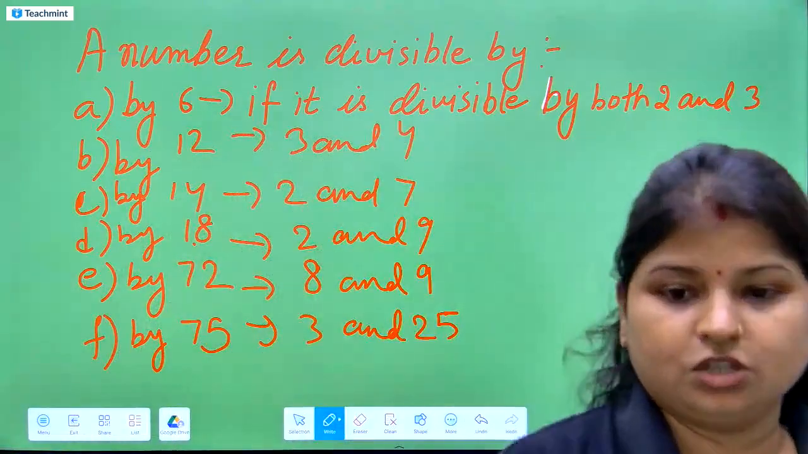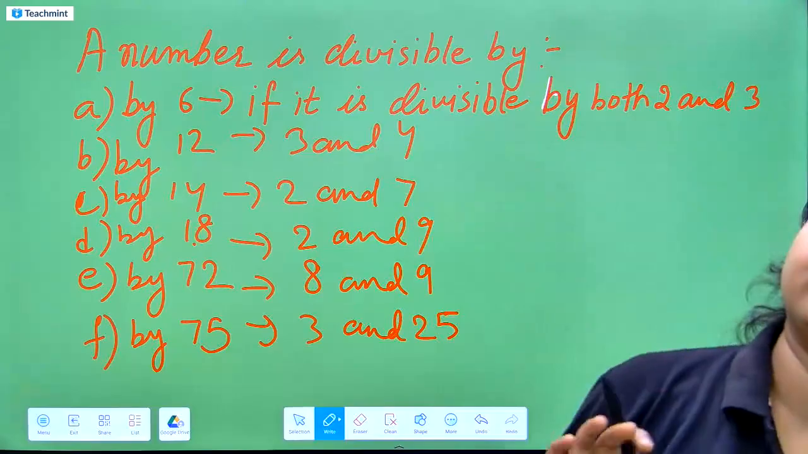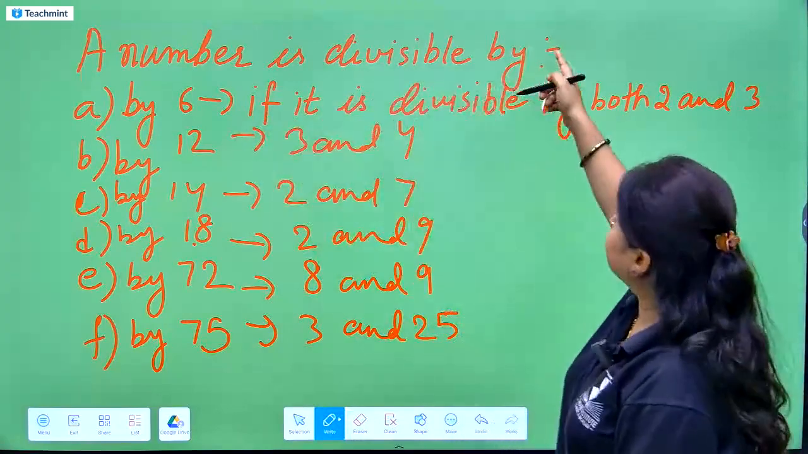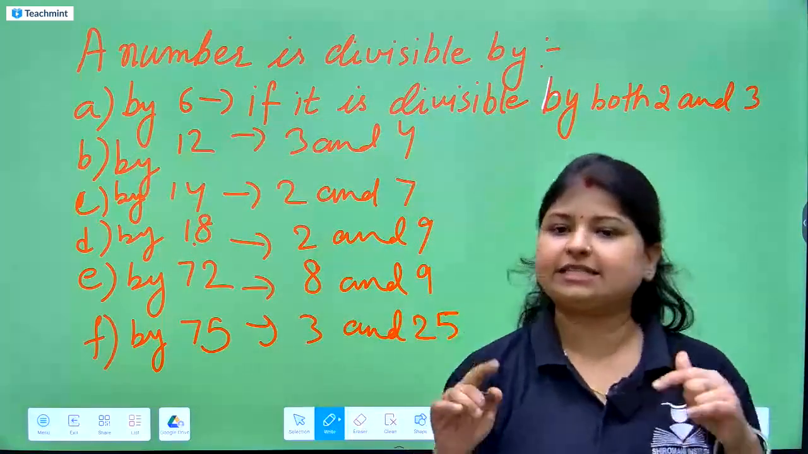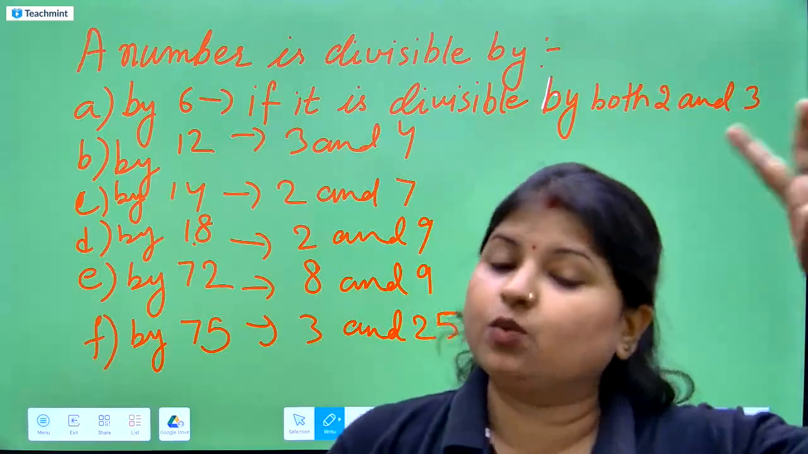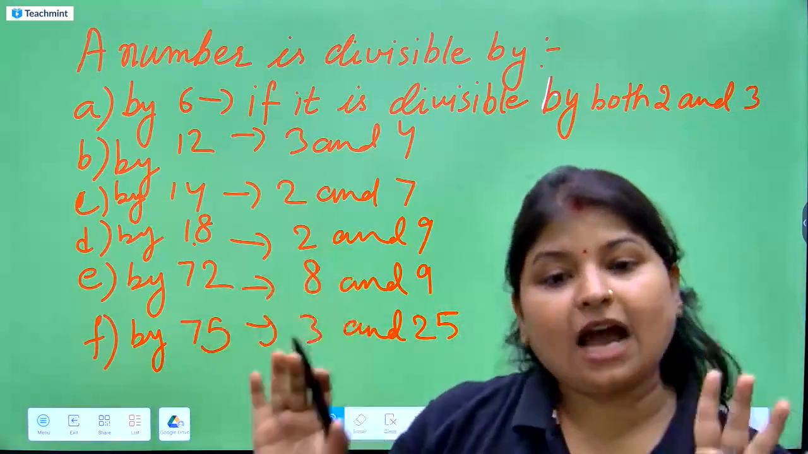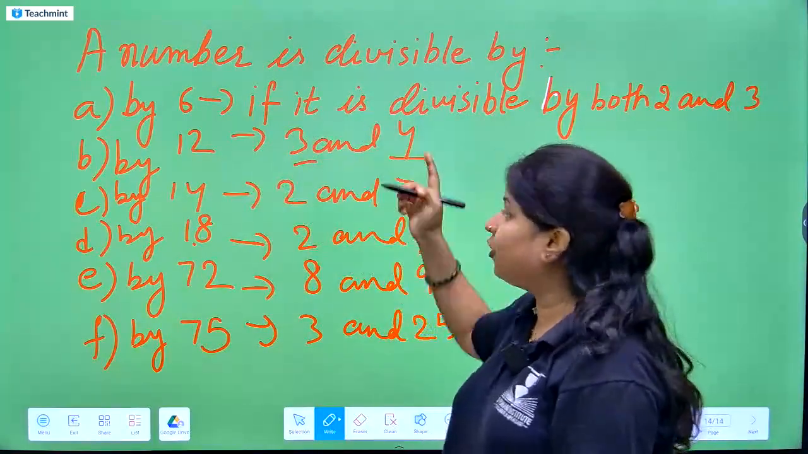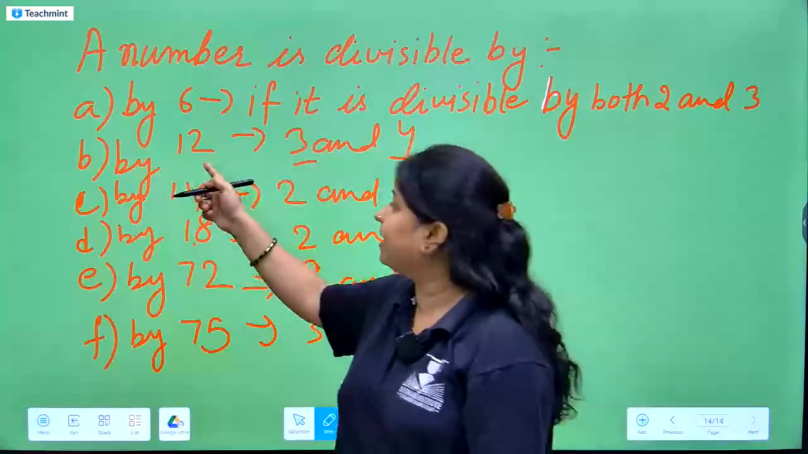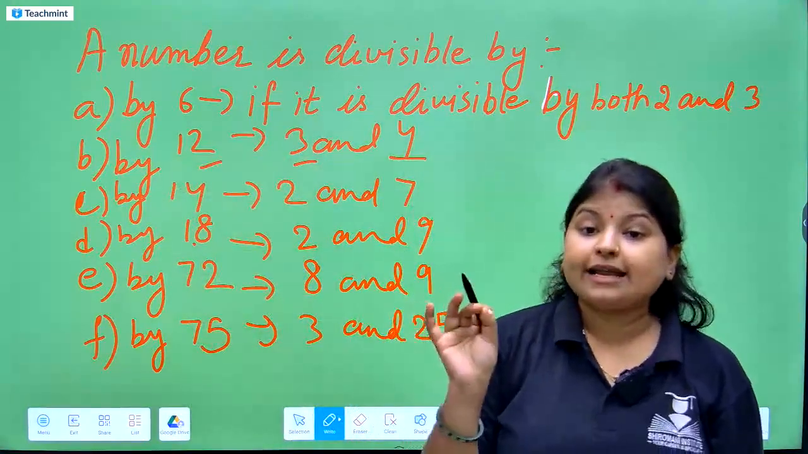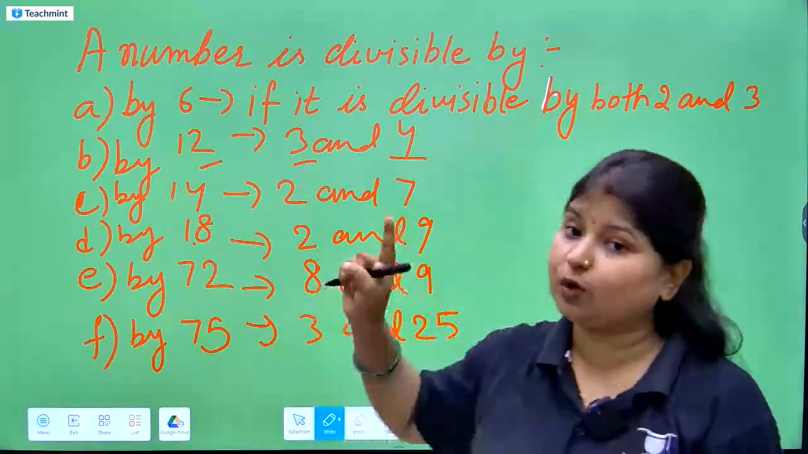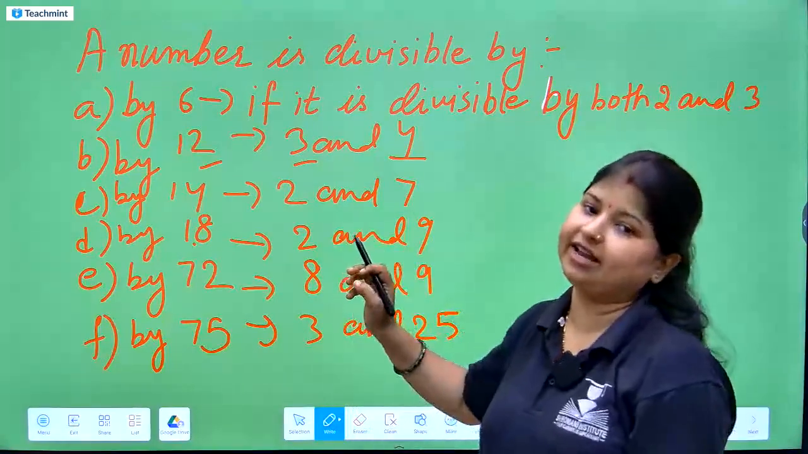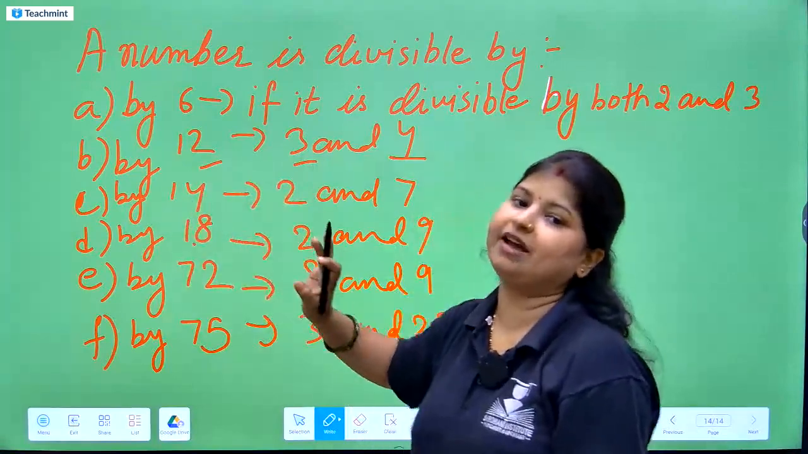Okay. So these are the certain another divisibility rules that you have to remember, beta. A number is divisible by 6 if it is divisible by both 2 and 3. This we learned in the last class. Now, just like 6, if a number is divisible by both 3 and 4, it will be divisible by 12 also. If a number is divisible by both 2 and 7, not by either 2 or 7, no, both 2 and 7, then the number will also be divisible by 14.